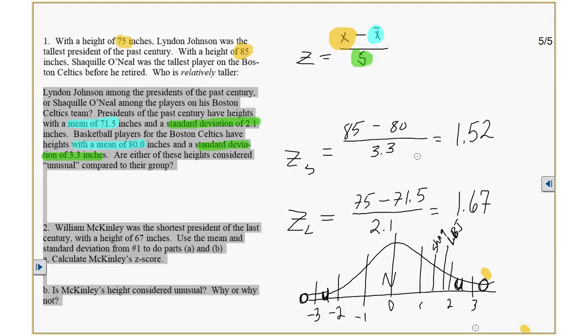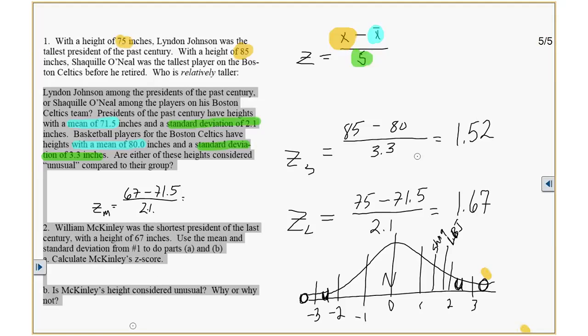So, it says William McKinley was the shortest president of the last century with a height of 67 inches. So, find his z-score. His z-score is going to be equal to 67 minus 71.5 over 2.1. Somebody give me that z-score.